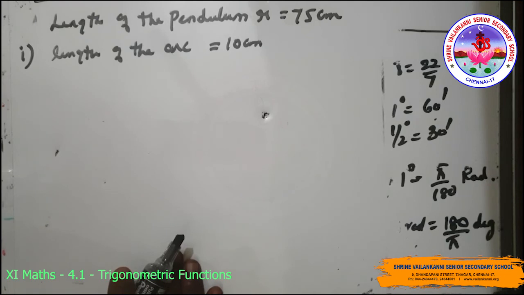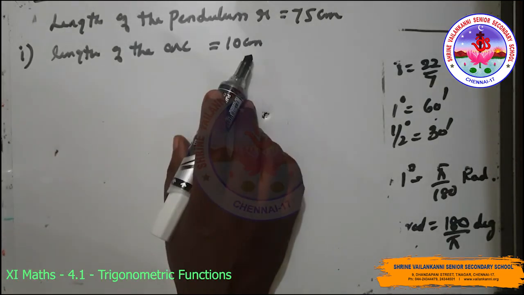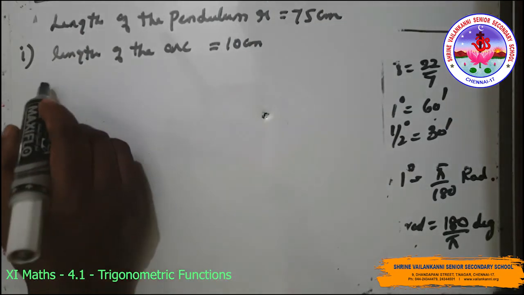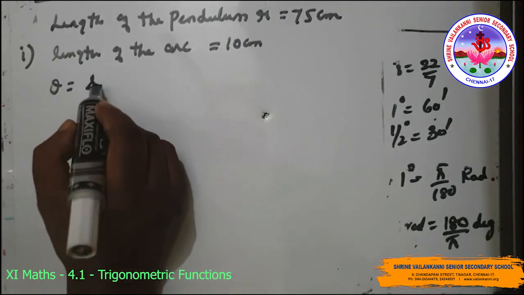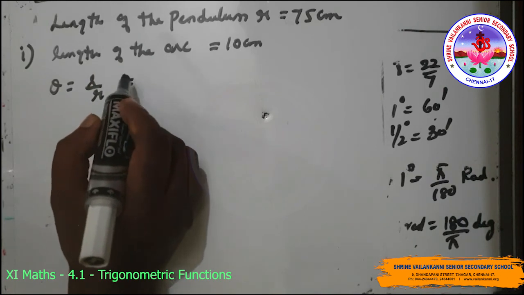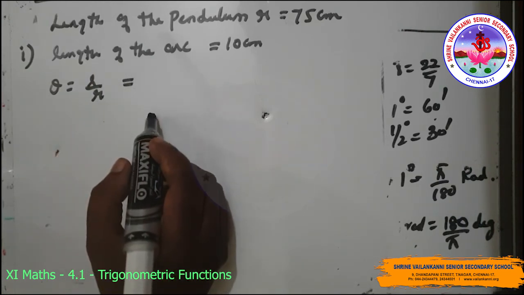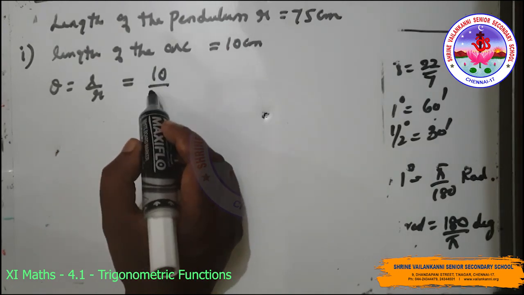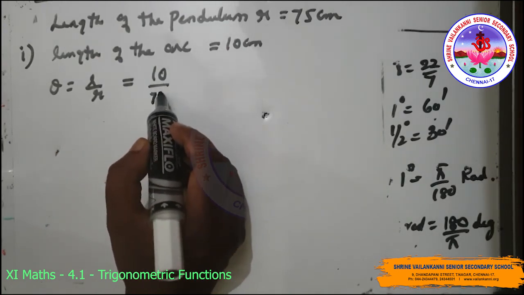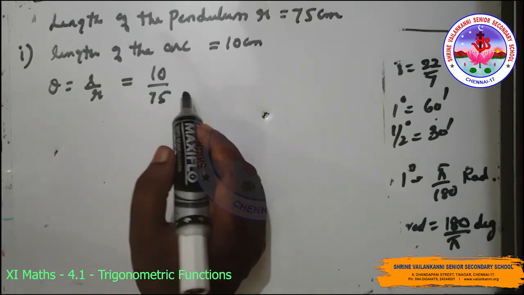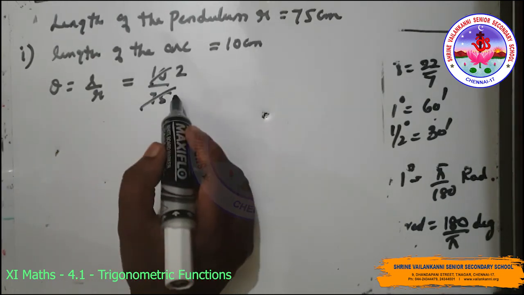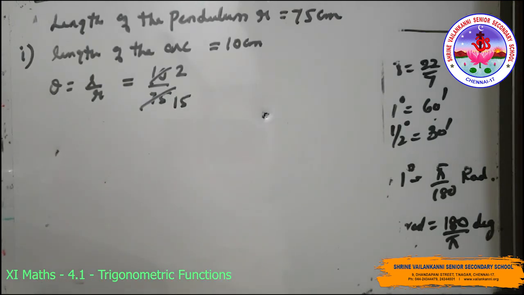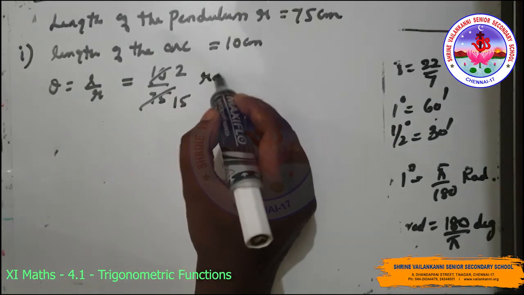So the first part, L equal to 10 centimeter. So R equal to 75 centimeter. Using the relation theta equal to L by R. So we have to find the angle in radians. So L is 10 and R is 75 centimeter. So cancelling this, 2 by 50. So theta equal to 2 by 50 radians.